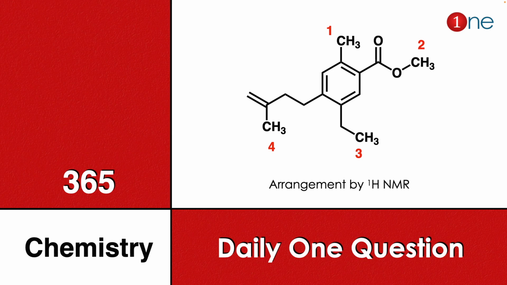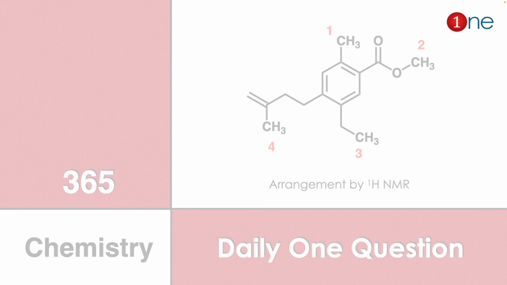Here a benzene compound is given with multiple substitutions. Four substitutions are there: one is methyl, another is ethyl, another is an alkene side chain, and another is an ester. We have to arrange them by the proton NMR values of their hydrogens.